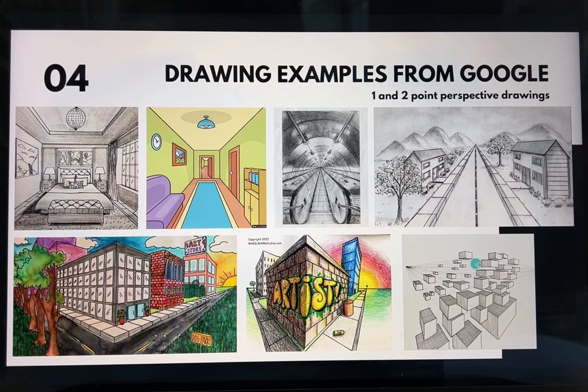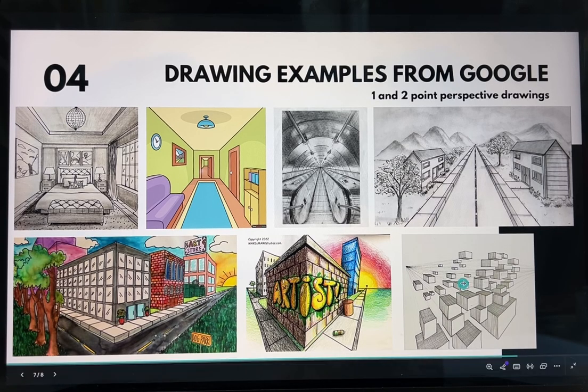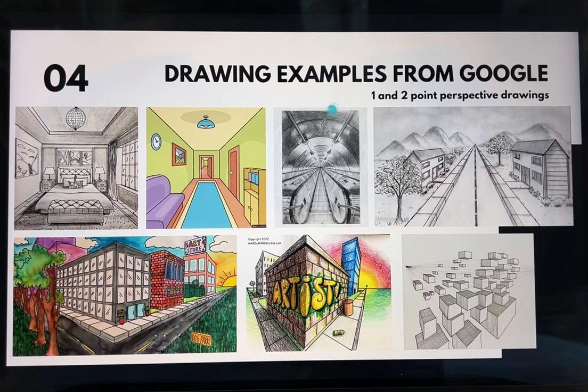Here are some examples of types of perspective drawings you can do. You can do indoor scenes like rooms, hallways, metro stations. You can do outdoor scenes with beautiful landscapes in the background. The 2-point is very good for corners of streets because you're seeing down both sides of the street. If you don't want to do something realistic, you could do something abstract with just cubes. It could be colored or it can be black and white. And these are all drawing examples from Google. None of this is my work.